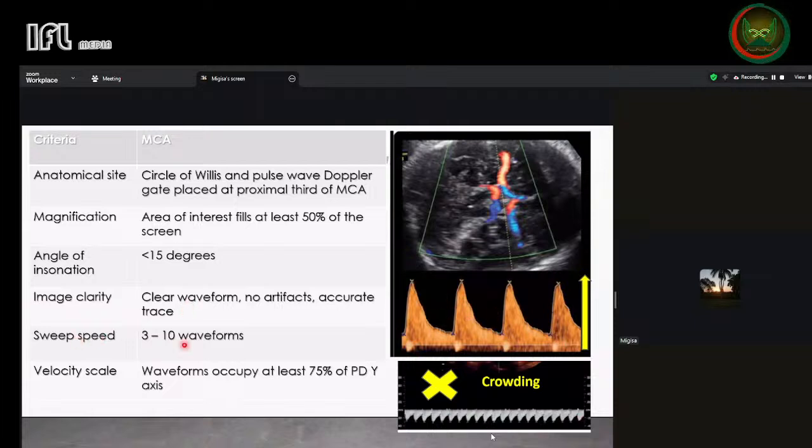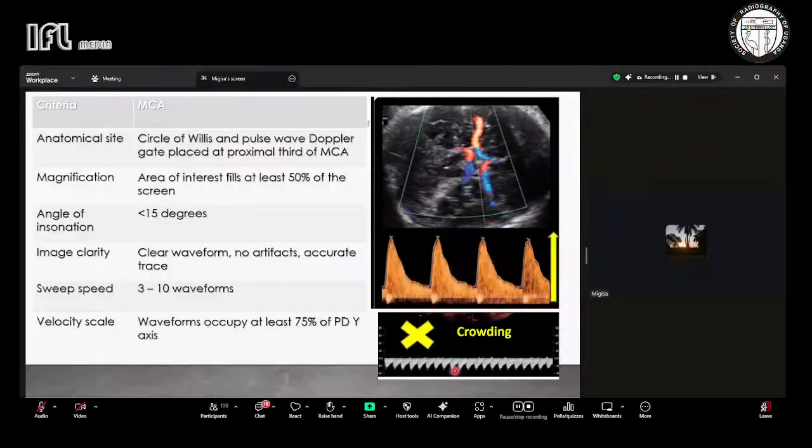Sweep speed, we talked about at least 3 and less than 10 waveforms. I put a small image down here. You don't want too many waveforms. Sweep speed is basically the number of waveforms on display at a given point in time. You don't want to have like 20 waveforms. They are so crowded and it is hard to get the detail on this. But when you have something like this, you can appreciate your diastole, you can appreciate your peak systole properly.